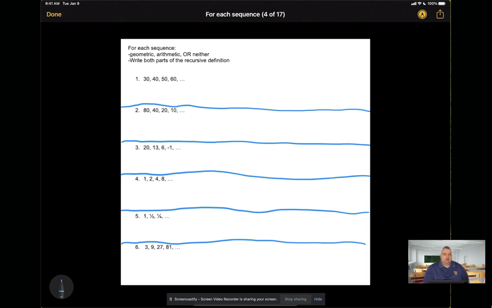Okay. So for number 1, you can see we're clearly adding 10 each time. So that's going to be an arithmetic sequence. Number 2, it looks like we're halving each time. We're dividing by 2. 80 divided by 2 is 40, divided by 2 is 20, so on and so forth. So we would describe this as multiplying by a half. So this is going to be a geometric sequence.